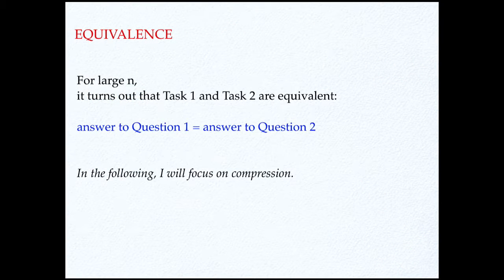It turns out that asymptotically, when n is large, the two tasks are equivalent. The amount of memory it takes to store the data produced by the source is the same as the size of the minimum message one has to communicate in order to instruct a party to prepare the same state. So in the following, I will focus on compression. I will always talk about the compression of identically prepared states. But keep in mind that this also applies to the question of what is the minimal description of a source.